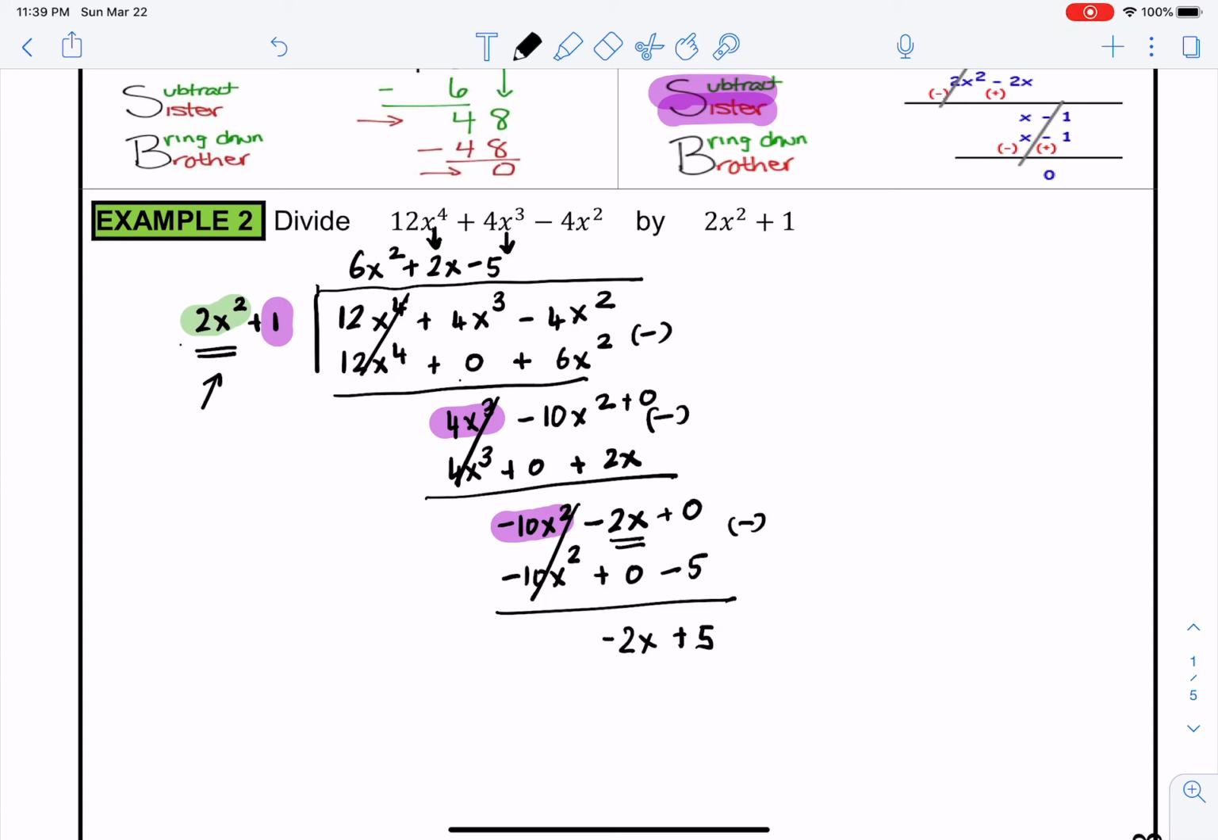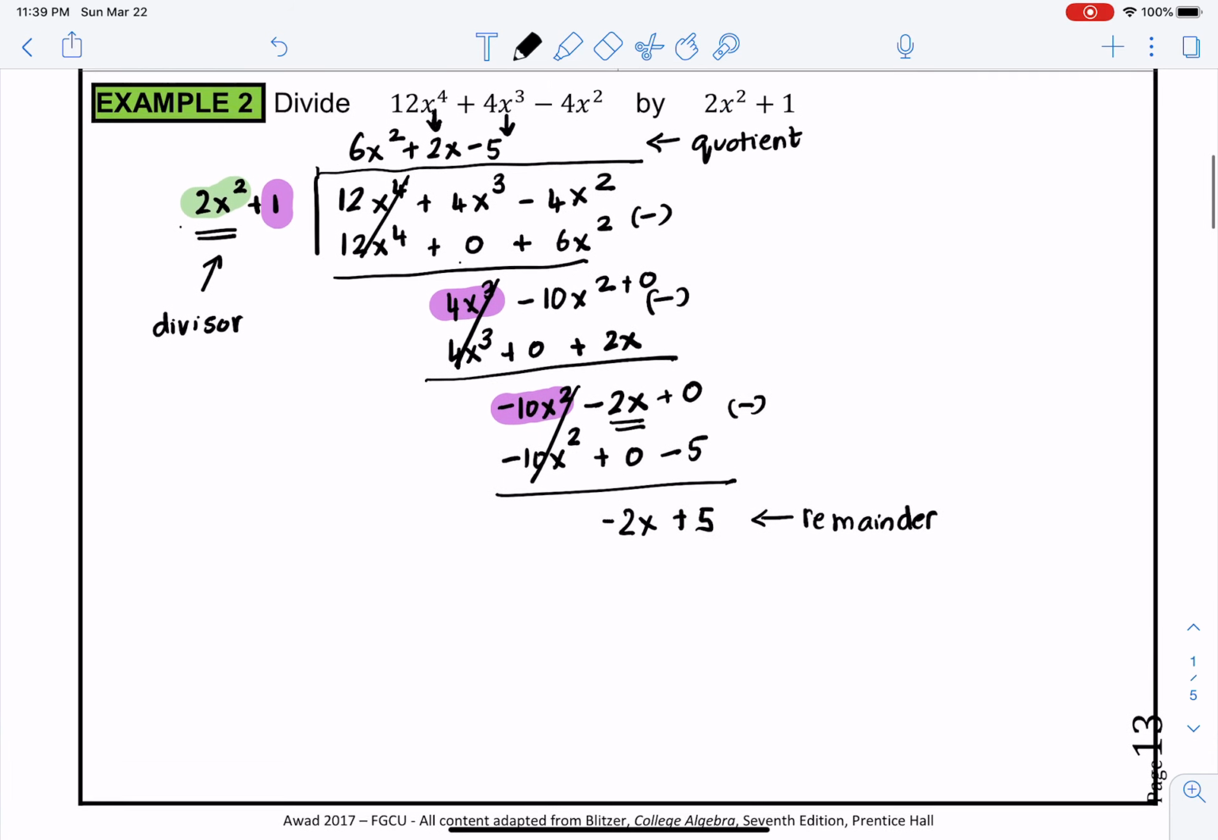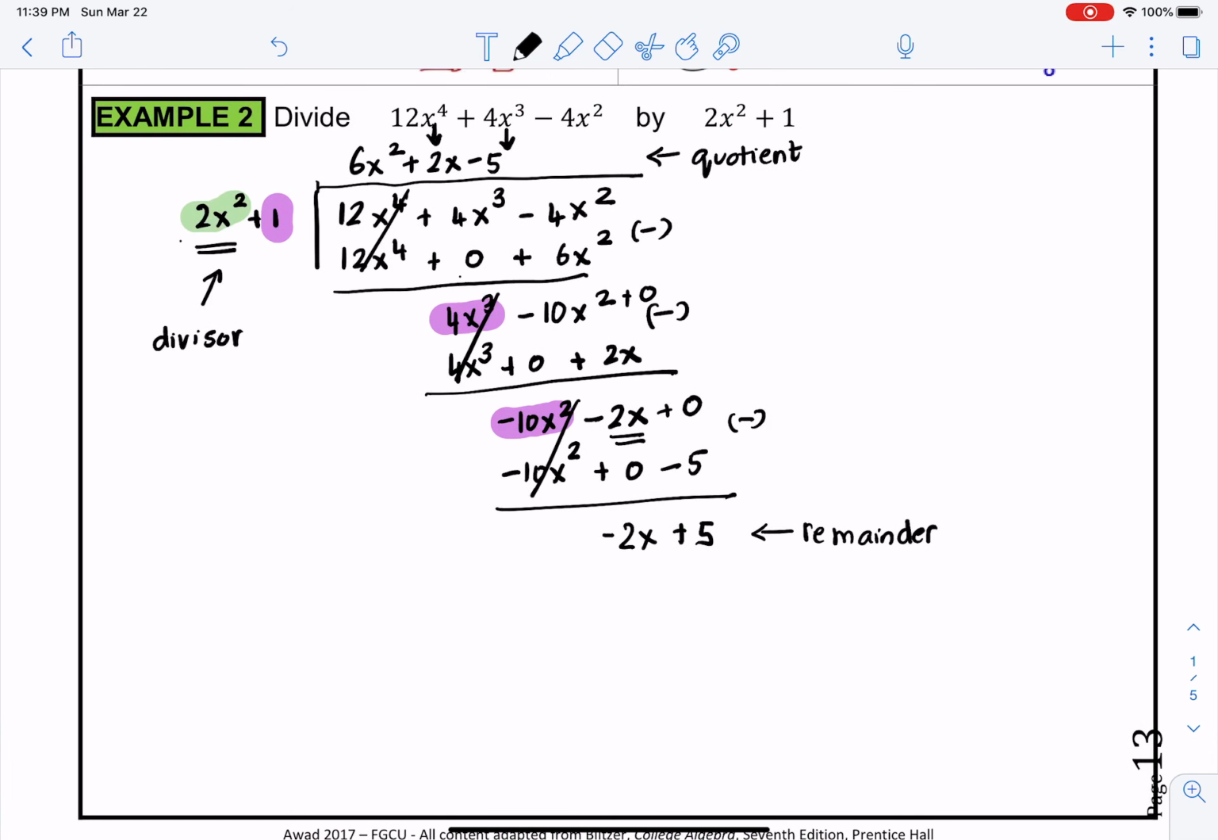So this is what we call the divisor. That is the quotient. And that would be the remainder. A key point to note is that we always subtract, and sometimes we might get a 0 remainder, and we will encounter problems like that in a bit.